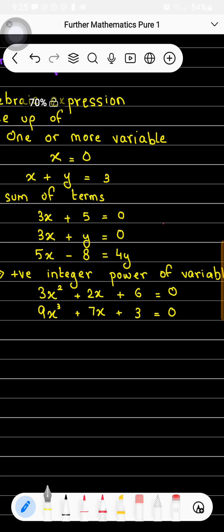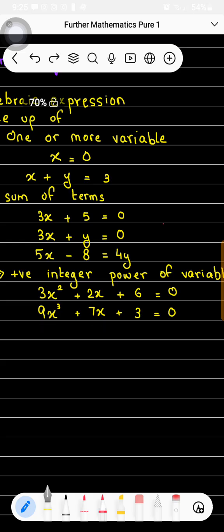So the first condition was one or more variables. There is one variable, the same variable, so here is one variable which satisfies the first condition. Second, sum of terms: first term, second term, third term, and they are all getting added. So it also satisfies the second condition.